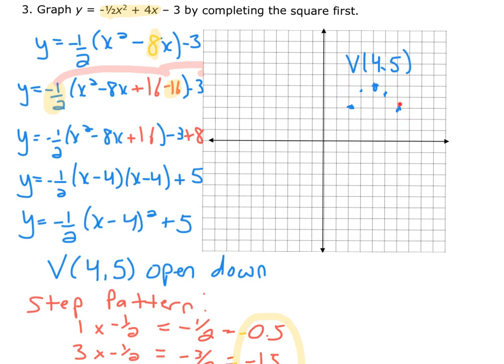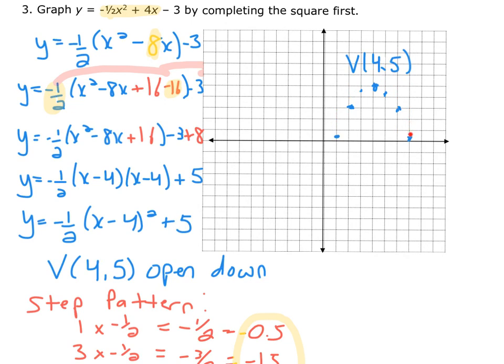And then again, I'm going to apply the next step. From this point, I'm going to go over to the right one, and now I'm going to go down 2.5. So I will get a point here, and I'll go from this point, go to the left one, and then go down 2.5. And finally, I will apply the last step.